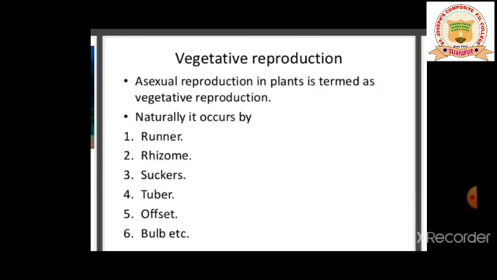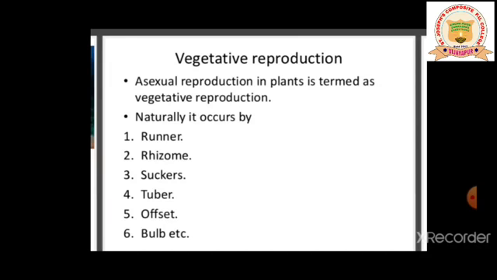Naturally it occurs by runner, rhizome, suckers, tuber, offset and bulb. So these are the vegetative propagules. They are capable of giving rise to new offspring. Since the formation of this structure does not involve two parents, the process is asexual reproduction.